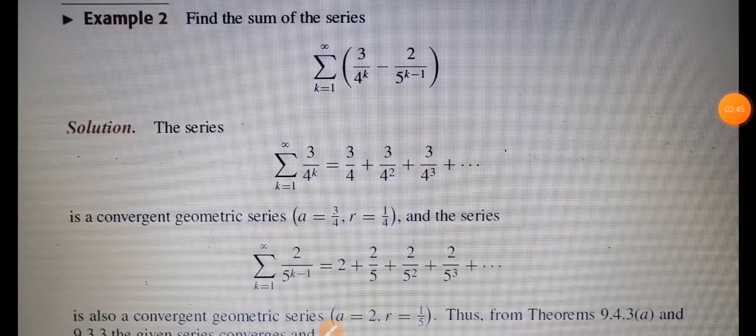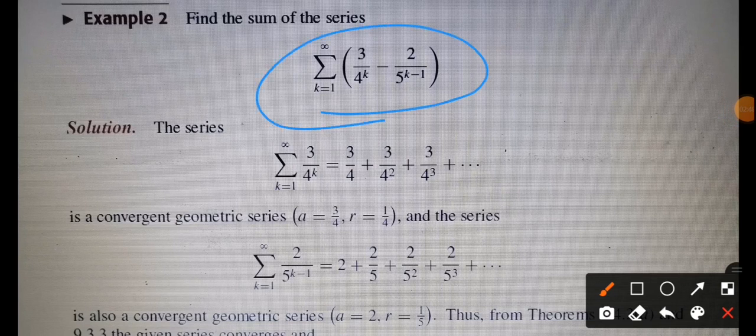Here is the use of the property we have recently discussed. We have to find the sum of the series. Now we can see that in the general term we have a subtraction, or the difference of two terms. So what we are going to do is deal with it as two series, or the difference of the two series.